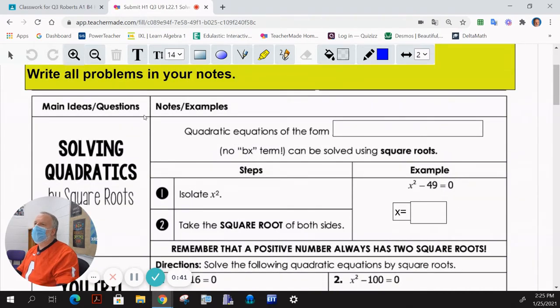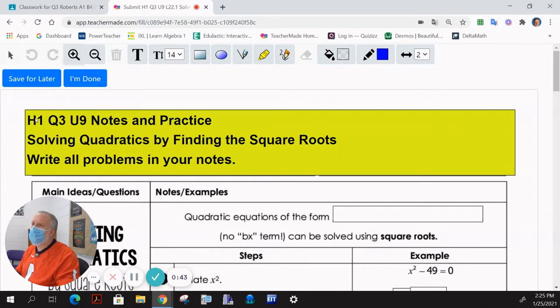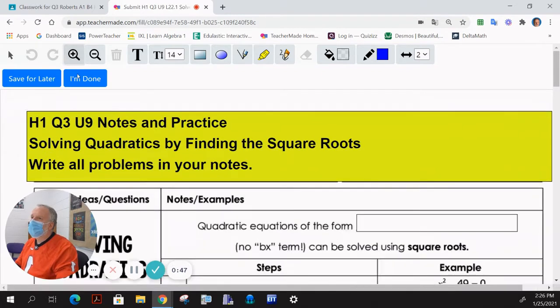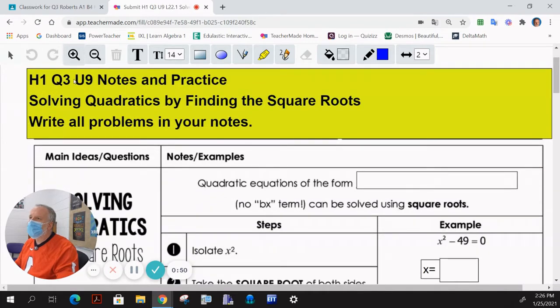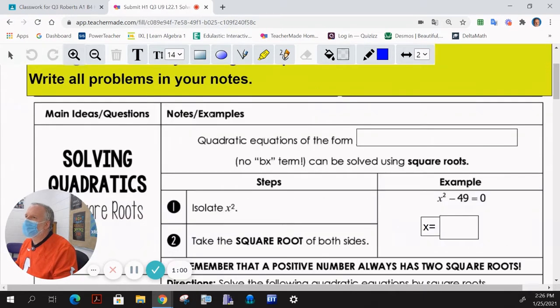All right, so to start out with, this is H1, so we start the third 9 weeks with the first homework assignment, H1, and notes and practices are in here. I need you to solve the quadratics by finding the square roots. That's what we're going to do today with these problems. And write all the problems in your notes.